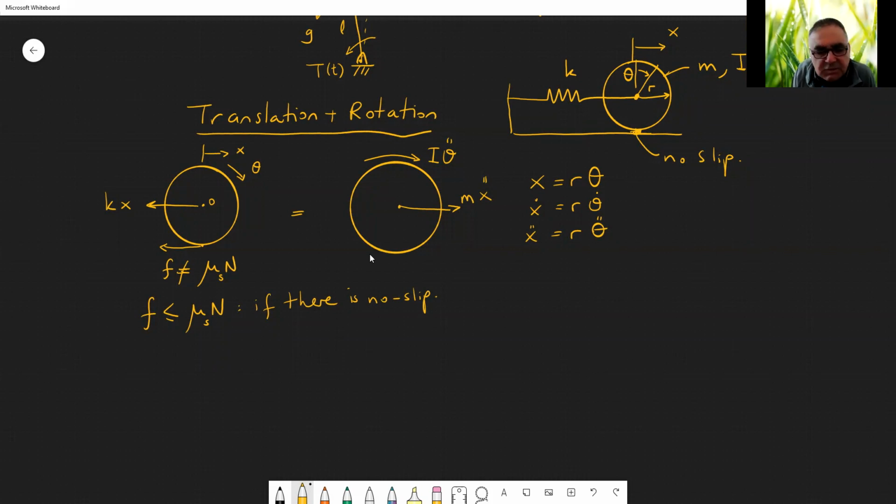Okay. Hocam, another confusion. Can we use the words slip and slide interchangeably, or are they different? Yes, slip and slide are more or less the same. Okay.